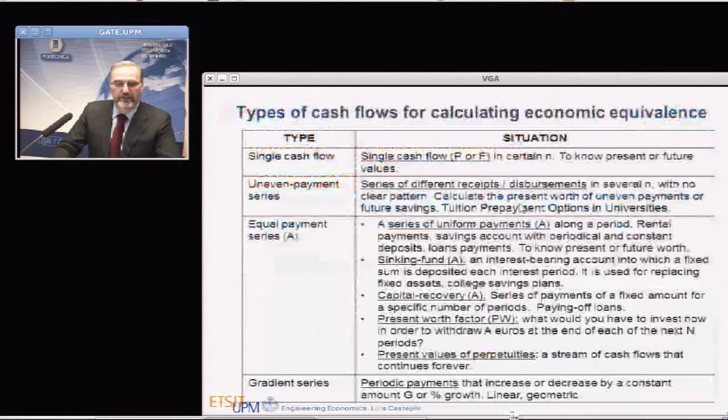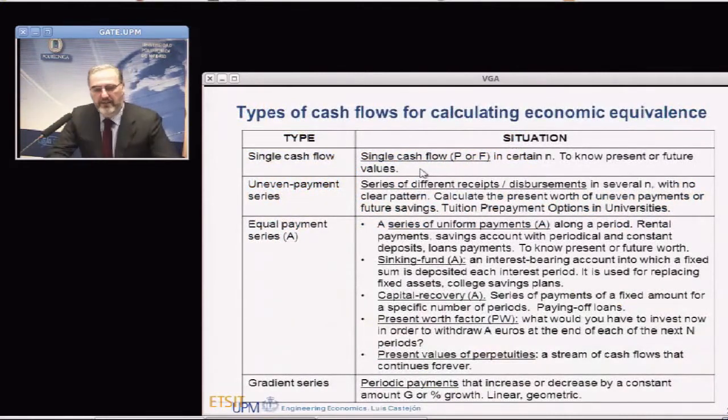So let's start. We will start distinguishing several types of cash flows. We can distinguish single cash flows, uneven payment series, equal payment series, or gradient series.